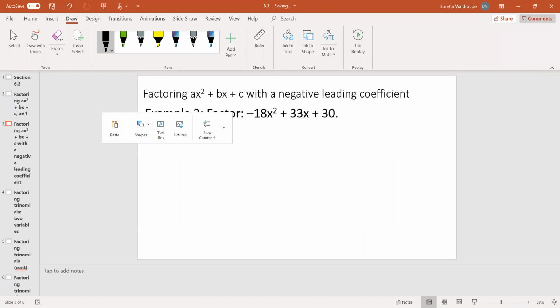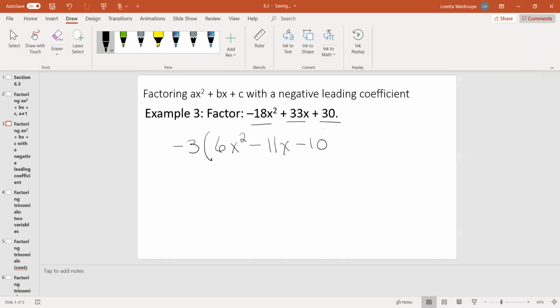Same idea. Anything in common. Well, when I look at 18, 33, and 30, I see that there's a negative 3 in common. So divide by negative 3, I got 6x squared minus 11x minus 10. So remember, once I factor out my common factors, 6 times 10 is 60.